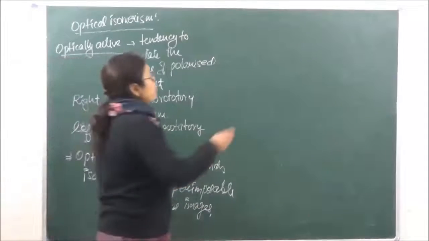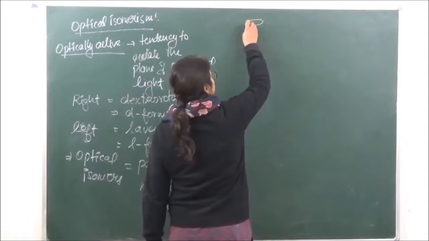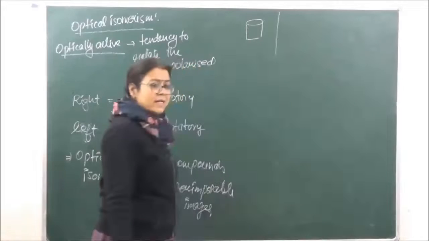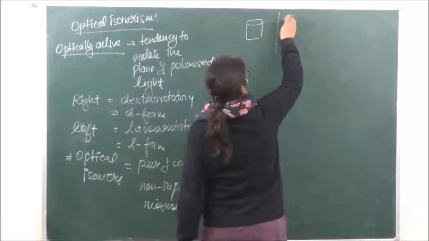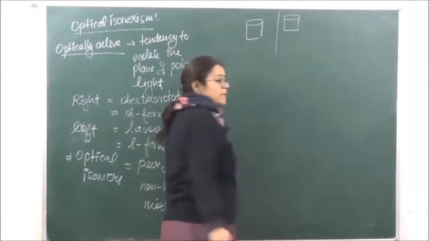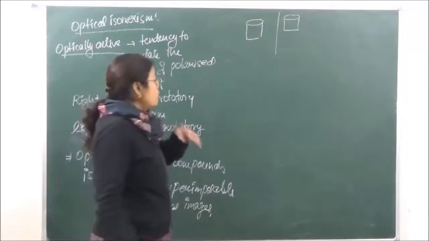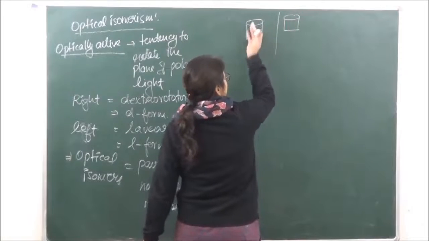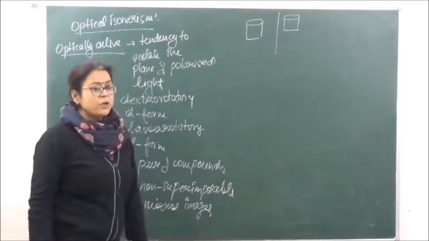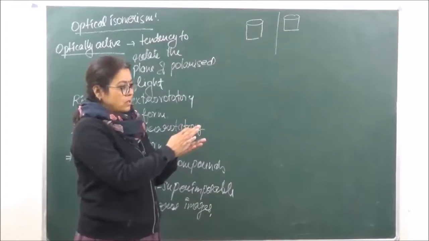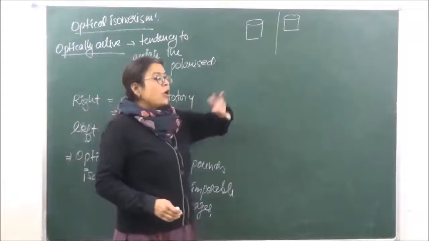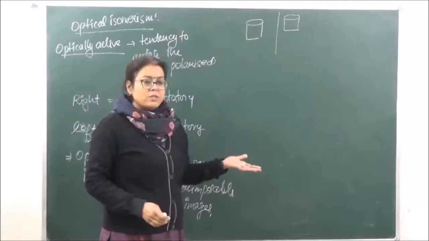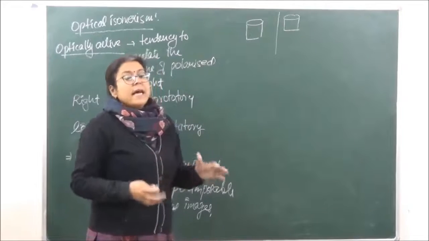So what is a non-superimposable mirror image? Suppose we take one glass and place a mirror in the center. The image we see over here, if we hypothetically take this image and put it on the object, what is going to happen? It is going to superimpose. You will not be able to see the object lying behind that image. Such superimposable mirror images are optically inactive.